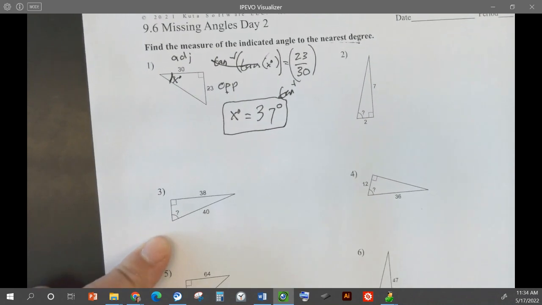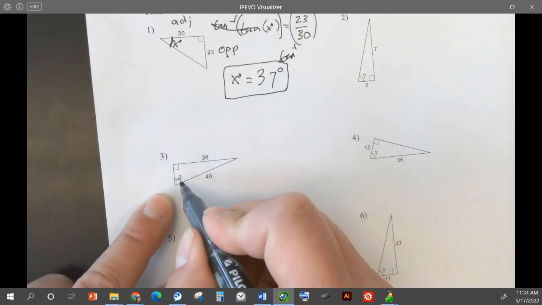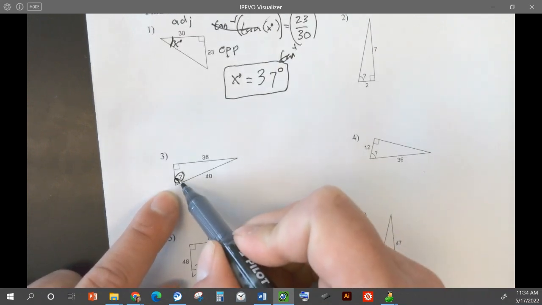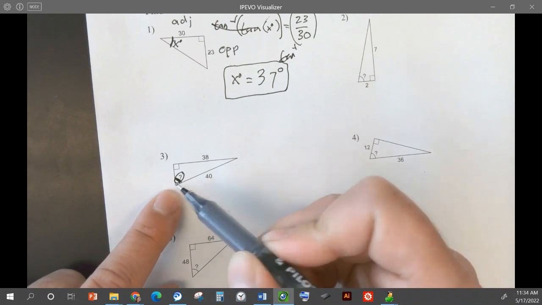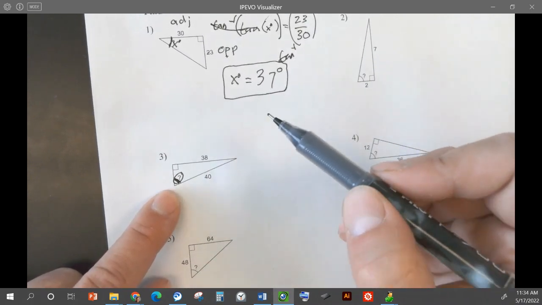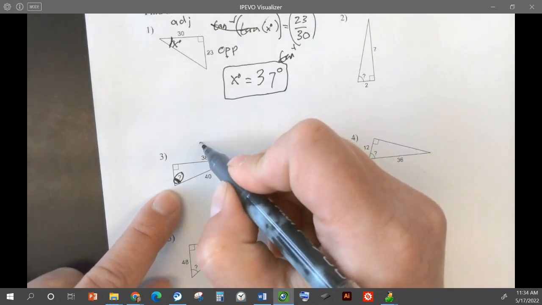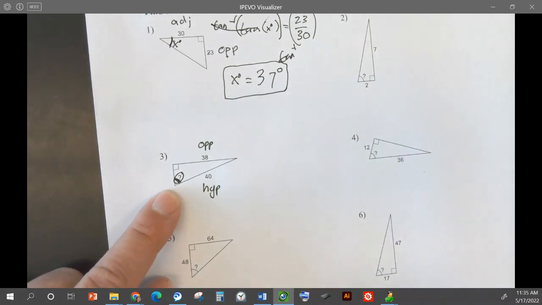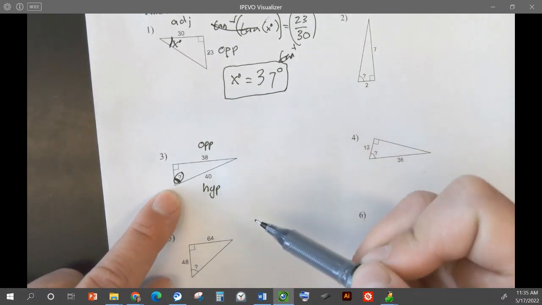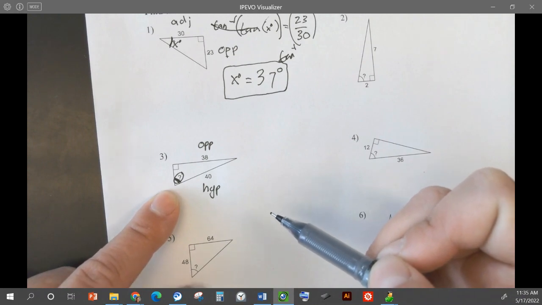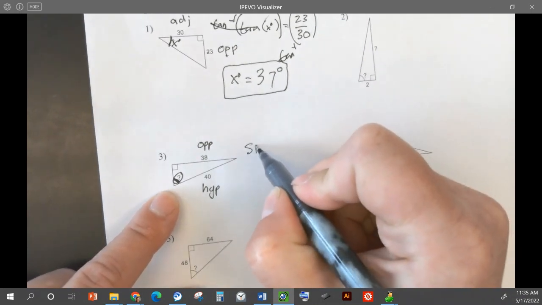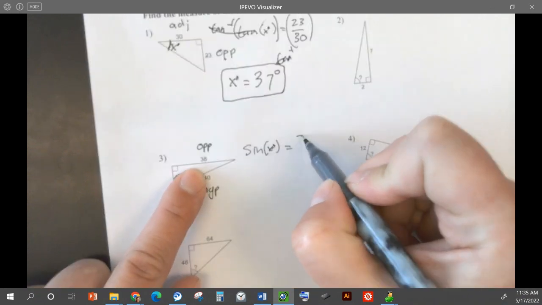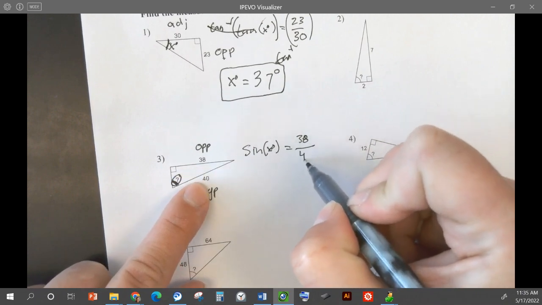Number 3 is not tangent. So we are using this angle, so make sure you use the correct angle to label your sides. So we're using this one down here. What sides do we have labeled? Perfect. So we have opposite, so 38 is opposite, 40 is the hypotenuse. And based on opposite and hypotenuse sides, what trig function do we need to use? Perfect. Good. So sine of the angle equals opposite, which is 38, over hypotenuse, which is 40.